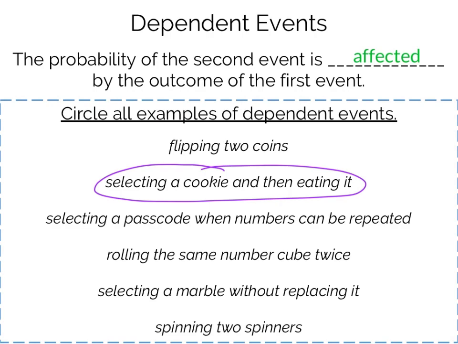Selecting a passcode when the number can be repeated. Again, that's not going to be dependent because you could pick any number the first time and you could pick any number the second time, so that is not dependent events.